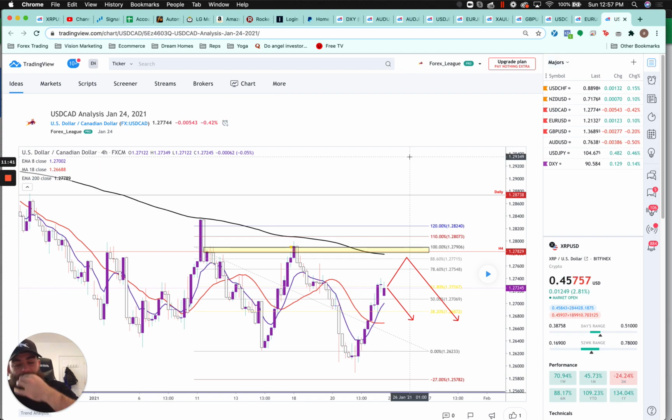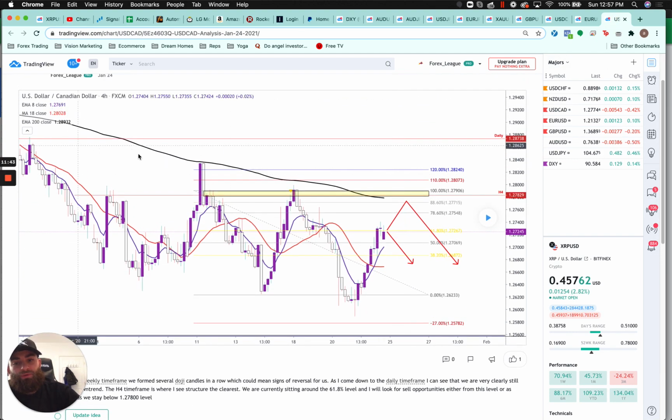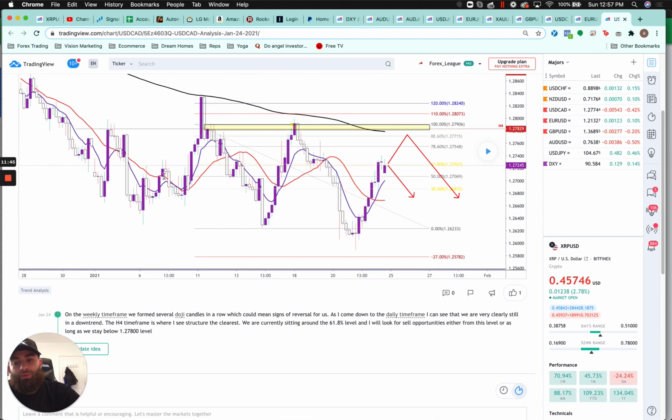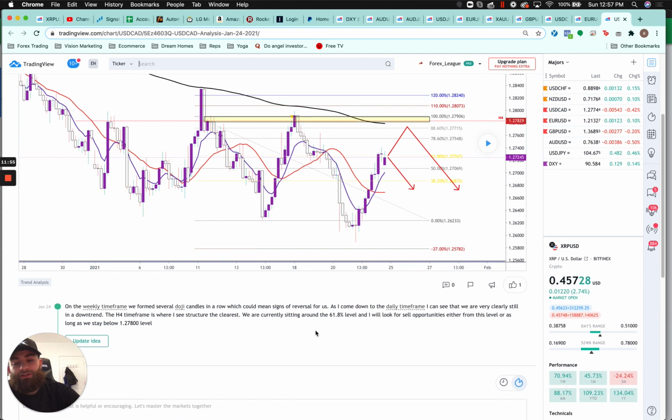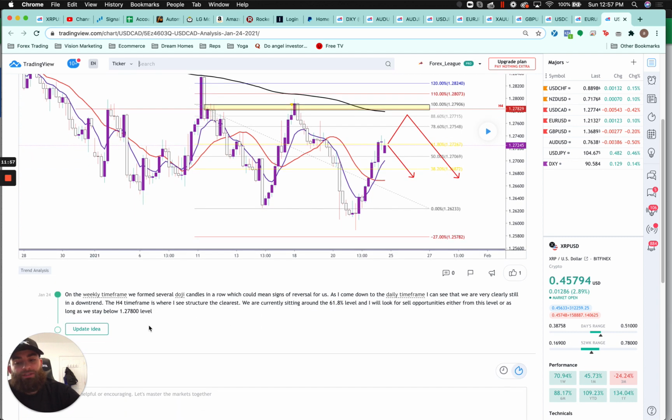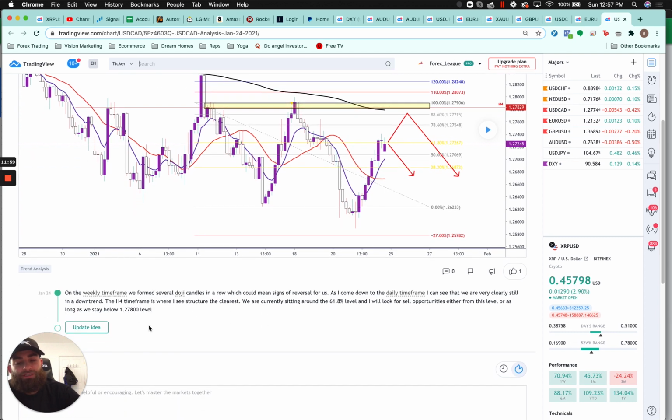Last but not least, let's cover USDCAD. This one was overall very bearish. On the weekly time frame, we formed a couple of doji candles in a row, which could mean signs of reversal. As I come to the daily, I can see that we are very clearly in a downtrend. The 4-hour time frame is where I see structure the clearest. We're currently sitting at around 61.8, and I'll look to sell.